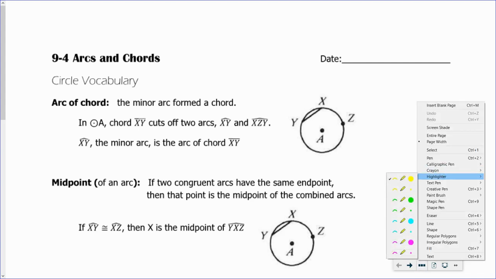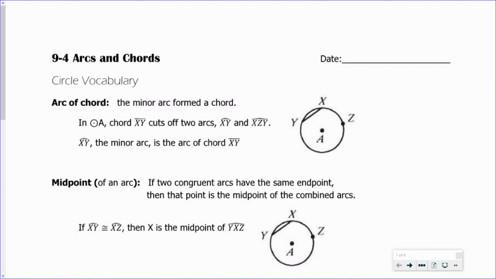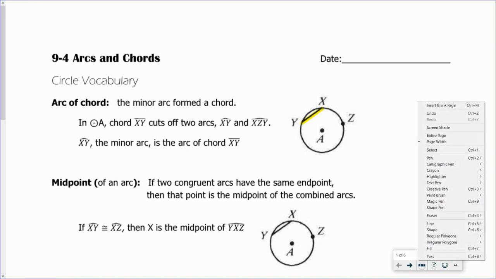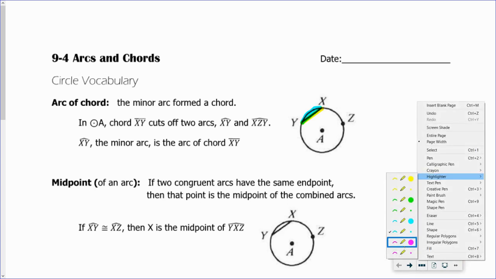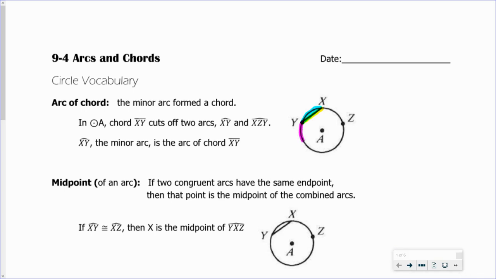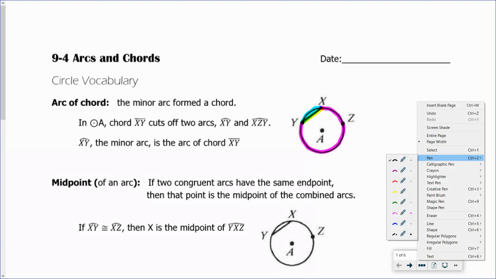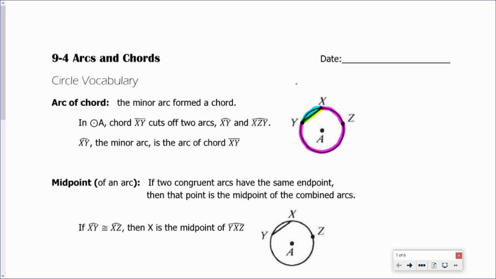So let me highlight what I'm talking about here. If we look, here is our chord XY that I've highlighted in yellow. That makes 2 arcs. It makes this minor arc in blue, which is arc XY. And then it also makes another arc, which is a major arc. In that case, it is this one right here. So in this case, the arc of chord XY is the arc that I highlighted in blue, which is this one right here. So that minor arc, arc XY, is the arc of chord, which is segment XY.